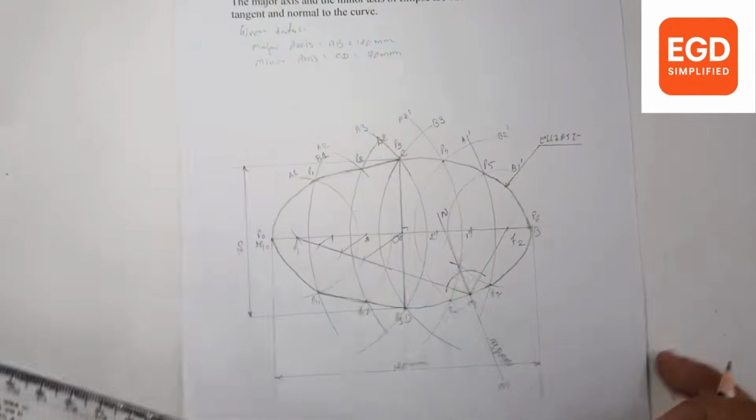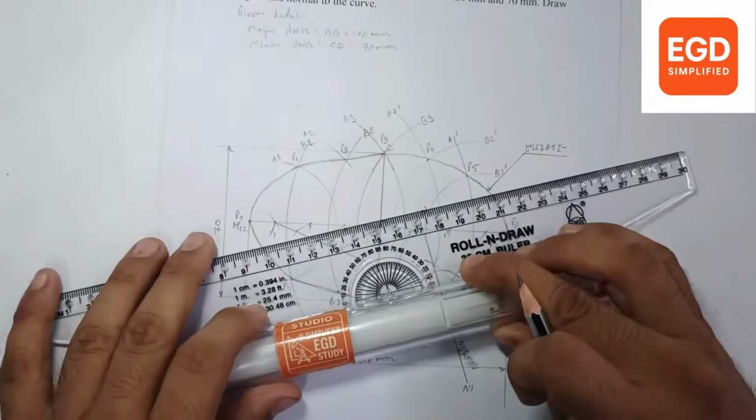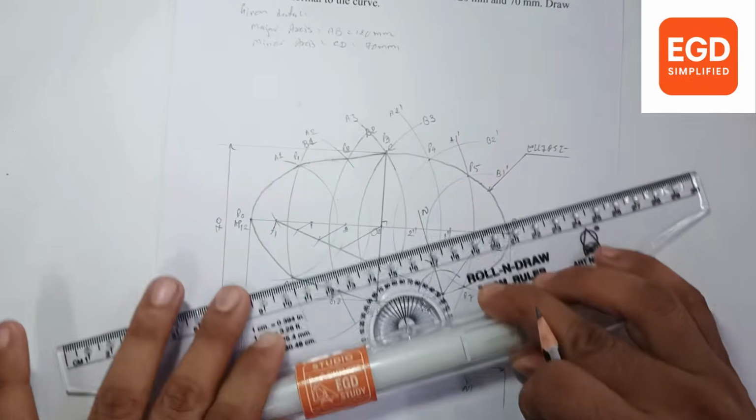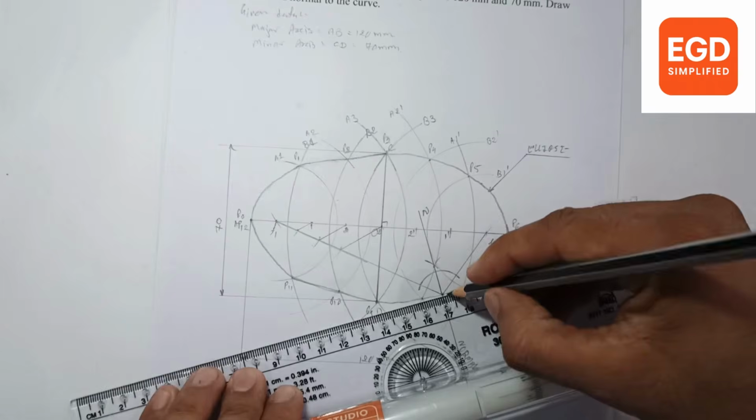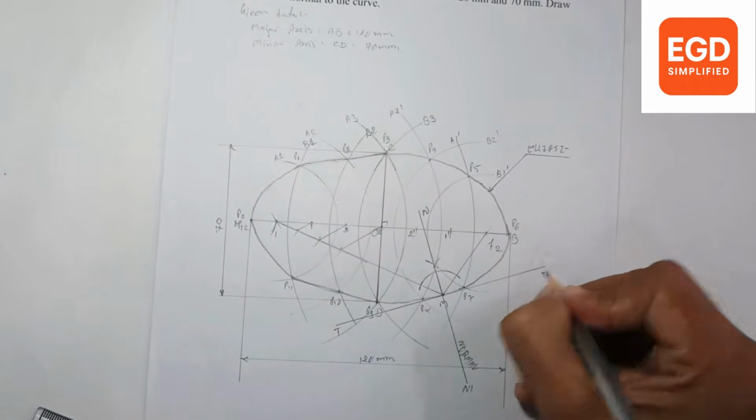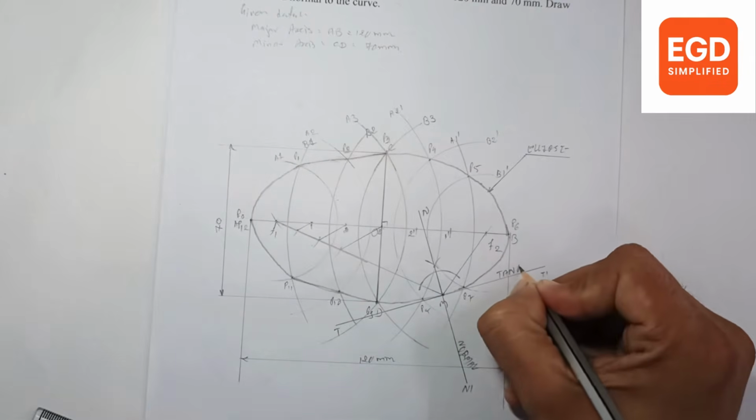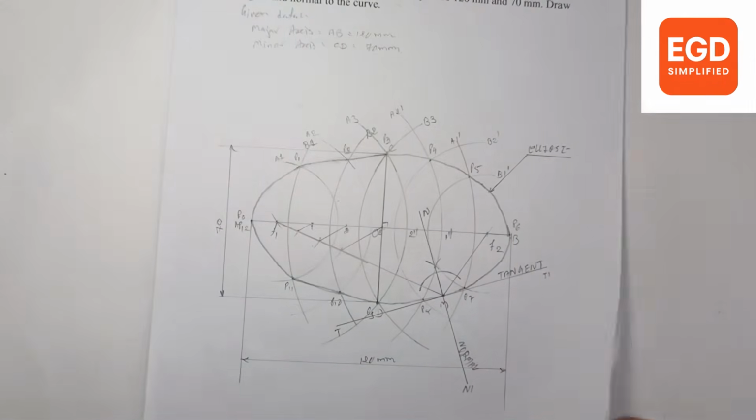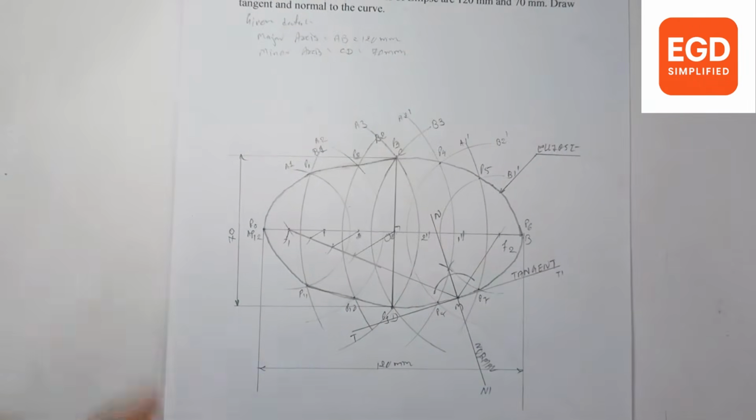And perpendicular line to that, that is T T dash, the tangent. So this is the ellipse by arc of circle method.